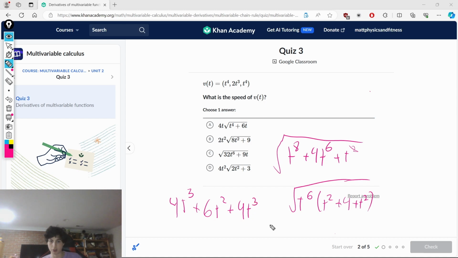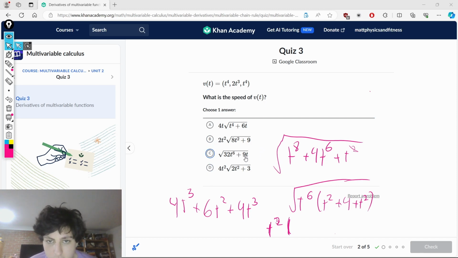I mean, here a t cubed comes out, or t squared. T squared. A 4t squared. This is a 6. Ooh, ooh, ooh. What's that? T to the 6th plus 9t. We're gonna go with C. I don't really know why, and then we're gonna look it up.